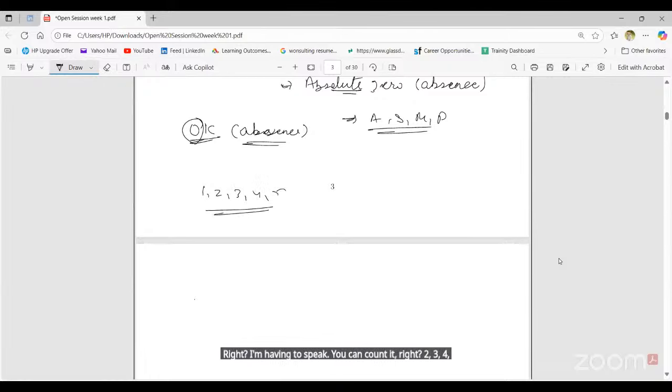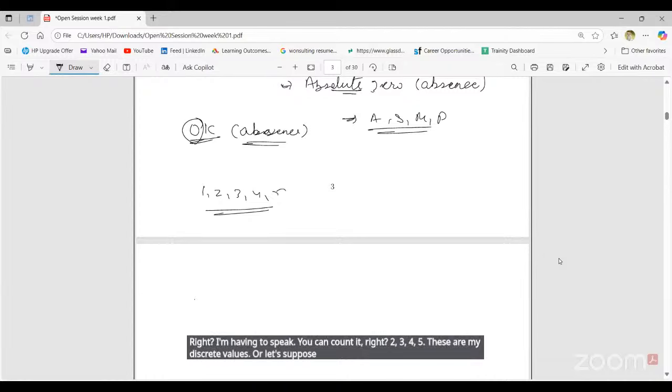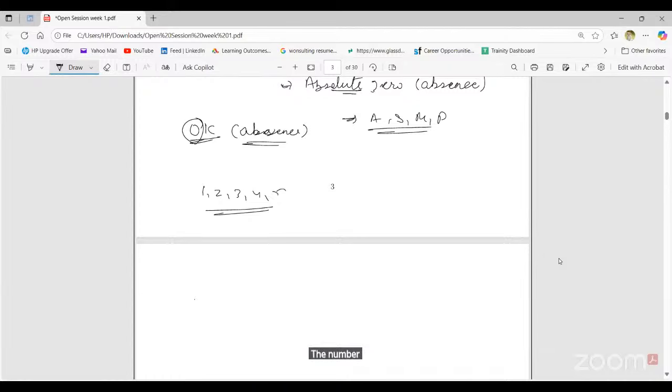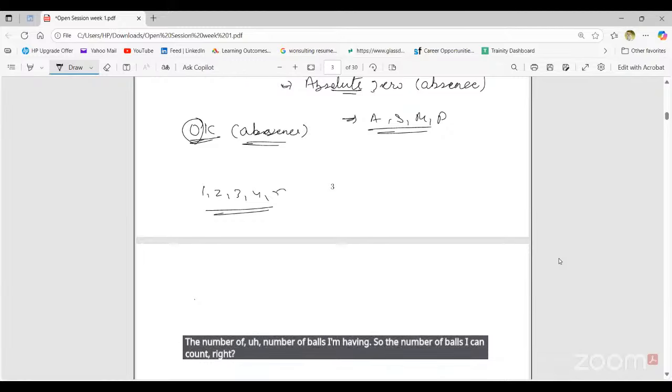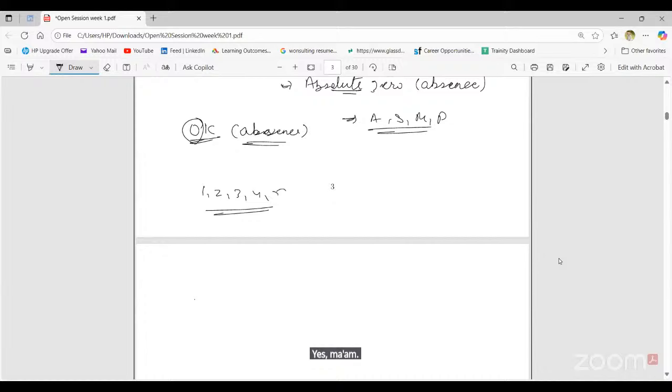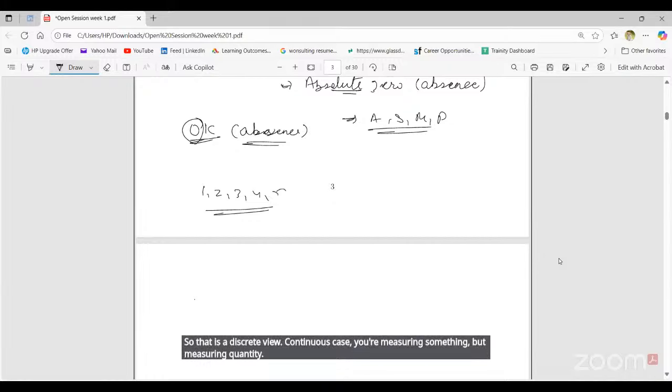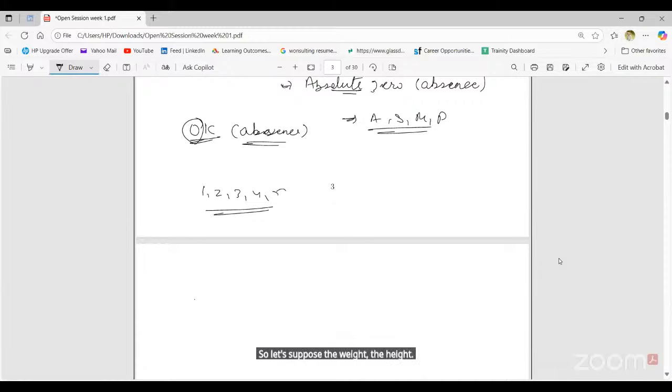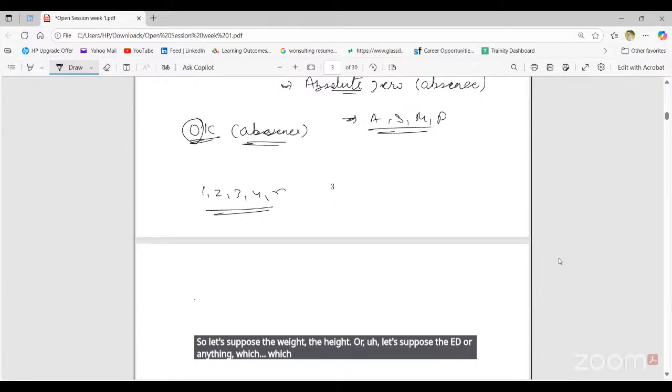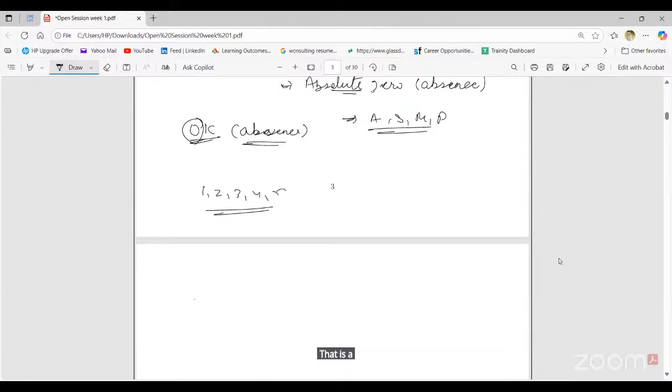These are my discrete values. Or let's suppose I'm taking an example of the number of balls I'm having. The number of balls I can count, right? So that is a discrete case. Continuous case, you're measuring something, the measuring quantity. So let's suppose the weight, the height, the area, or anything which you are measuring, temperature. That is a continuous data. Okay?